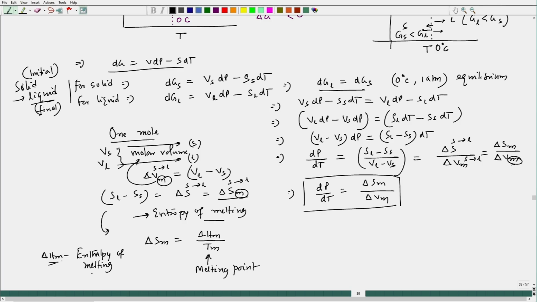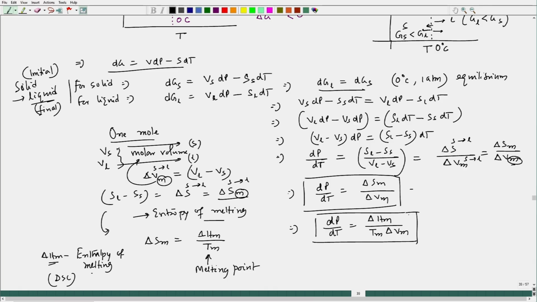So this can be calculated using DSC, differential scanning calorimetry. Okay. So, the melting point. So, I can write this as dP/dT = ΔHm / (Tm ΔVm). Okay.